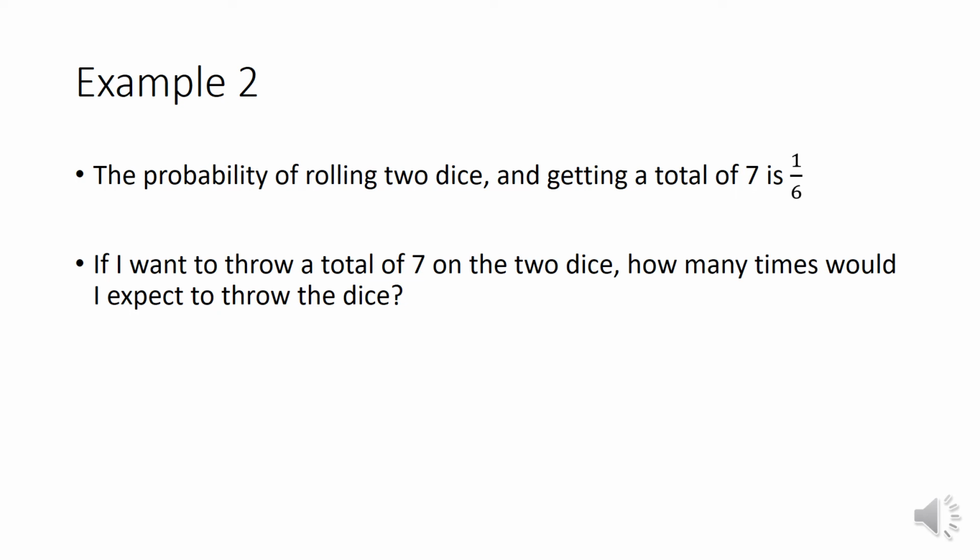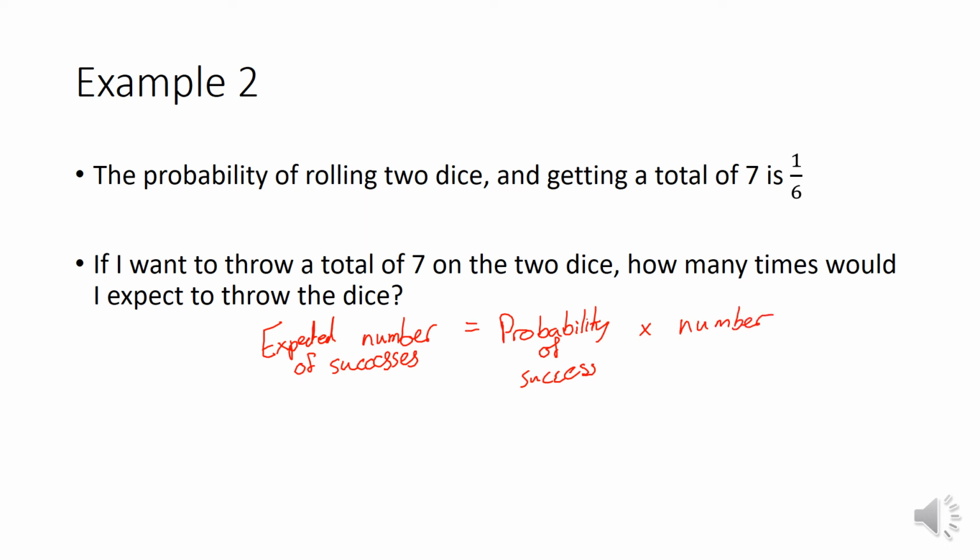how many times would I expect to throw the dice? So this one's a little bit different. So we've got expected number of success equals probability of success times by number of trials. So reading the question carefully, we're looking at how many times would I expect to throw the dice. So actually what we're looking for is how many trials we're expecting to do. So how many times am I expected to do it in total?